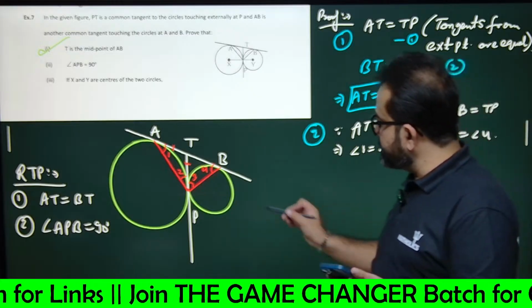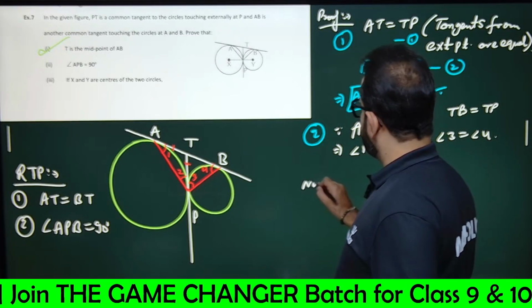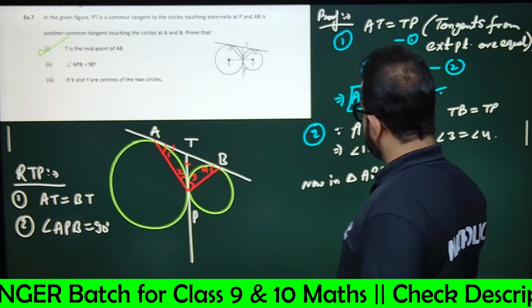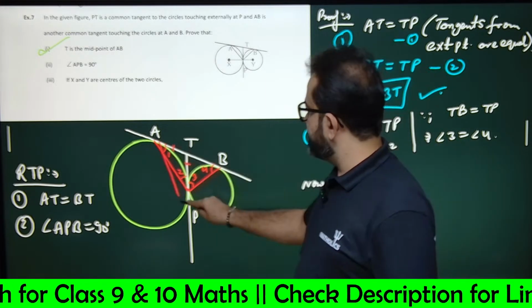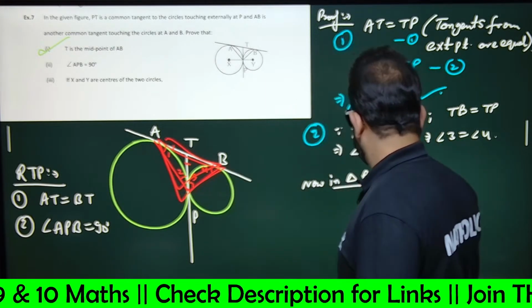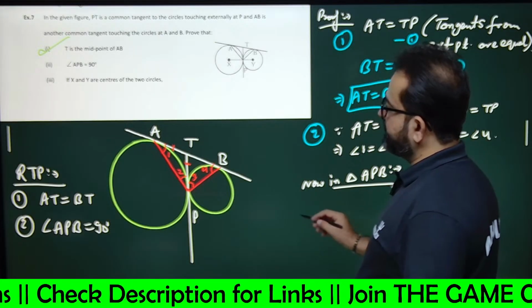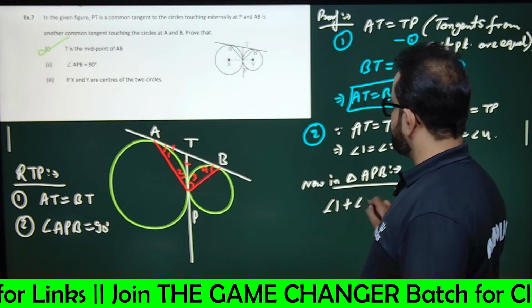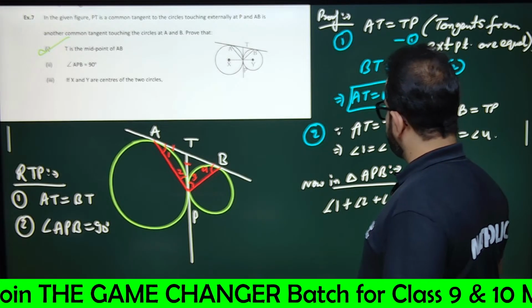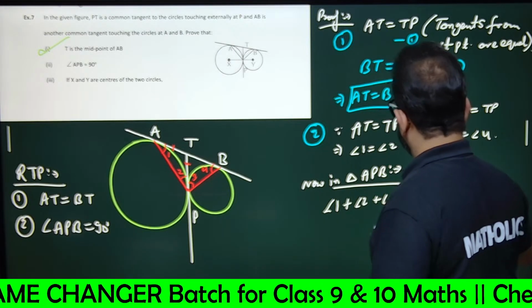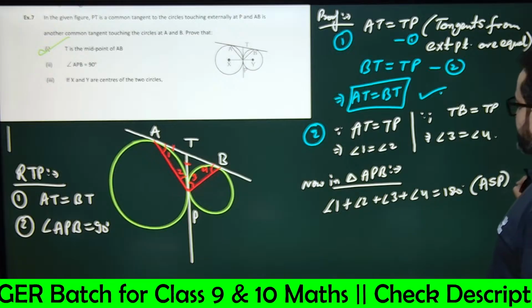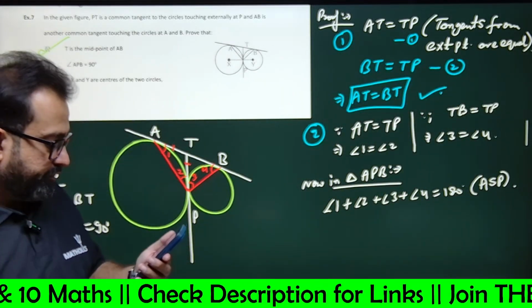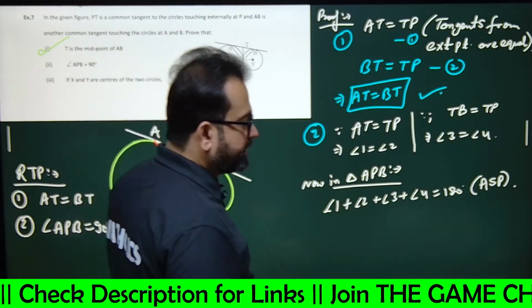Right. So now in triangle APB, the bigger triangle, can I say angle 1 plus angle 2 plus angle 3 plus angle 4 is equal to 180 degrees? Why? Angle sum property of a triangle, ASP. We can say their sum is 180 degrees.